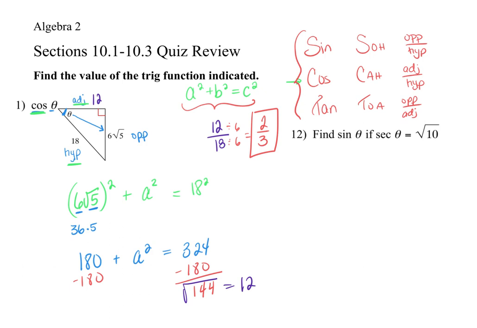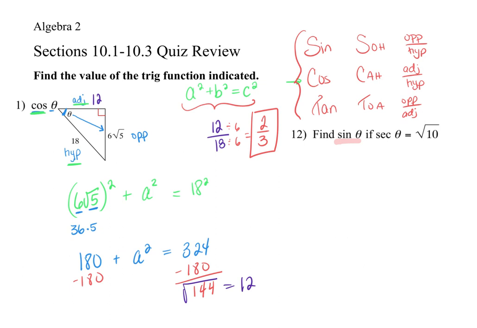So for something like number 12, I've given you one of the 6 trig functions and I'm asking for another one. The one I want you to find is sine. But I didn't give you a triangle. I gave you just one of your trig functions. In fact, I gave you secant. And so you have to think about what secant is.